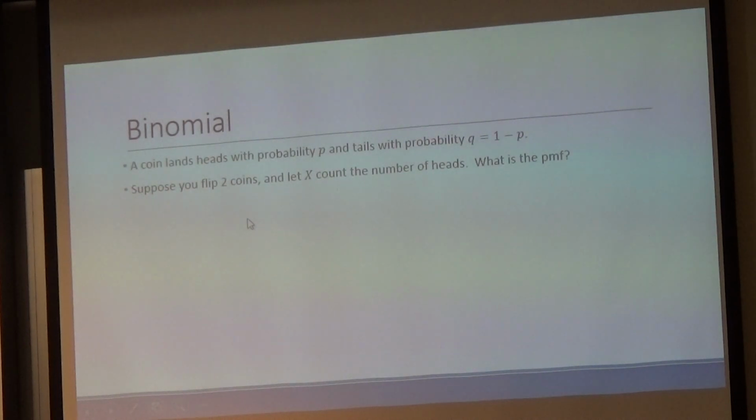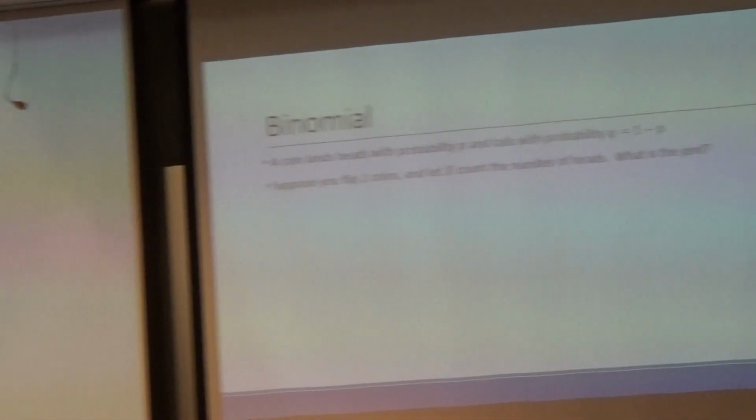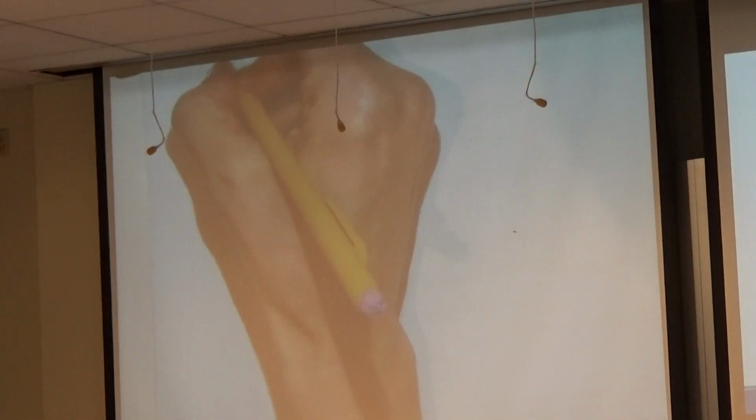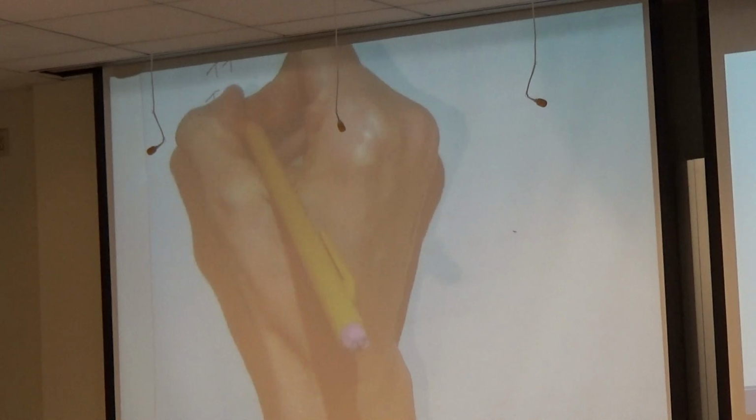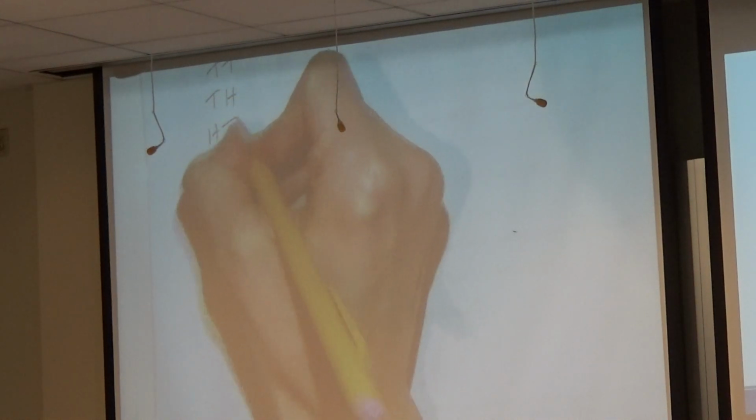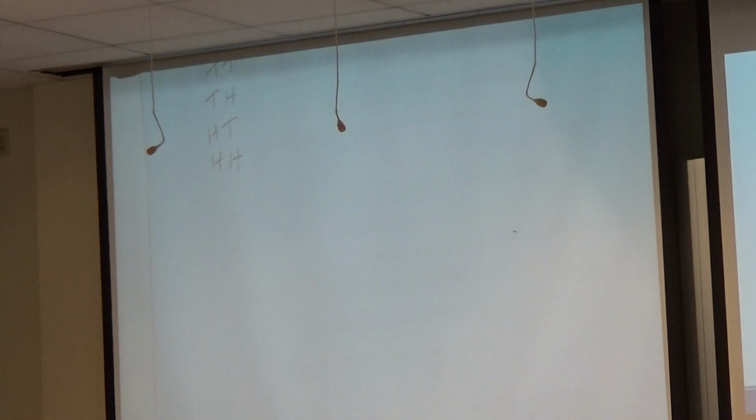So what's a binomial? A binomial is a sum of Bernoullis. Let's say first I flip 2 coins, and x counts the number of heads. What's the probability mass function for that? Well, let's think about it. There's 4 different things I could get: a tail-tail, a tail-head, a head-tail, or a head-head.